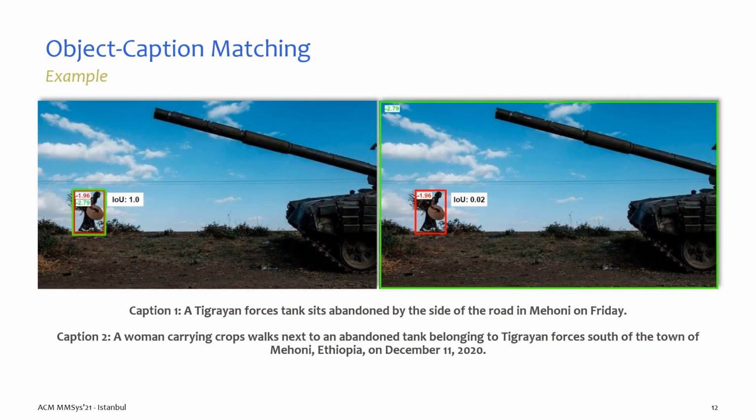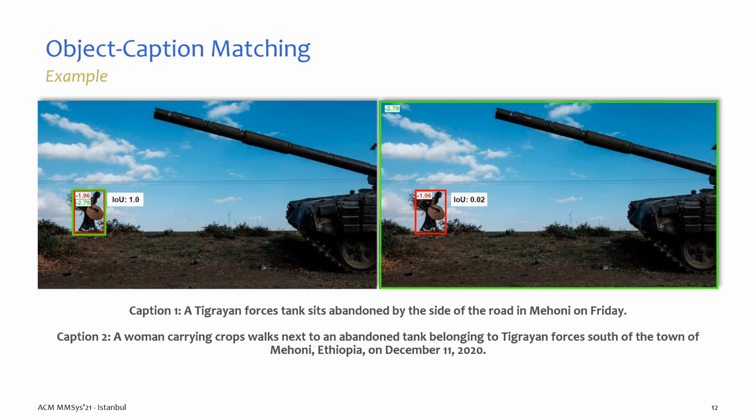Here's an example of this method being applied. On the left-hand side, we see the image which contains a tank and a woman carrying a bag of crops. When the Cosmos trained model runs, both captions happen to align mostly with the woman, as shown by the green and the red rectangles on the left image. The IOU score of these rectangles is 1 since they perfectly overlap.